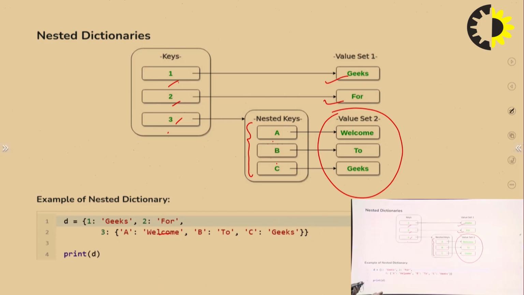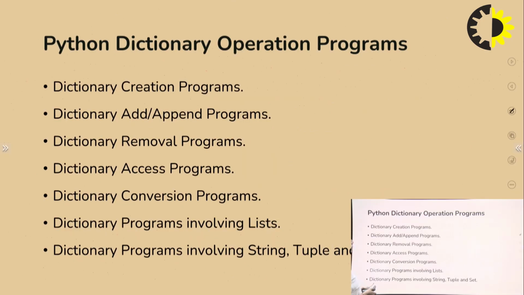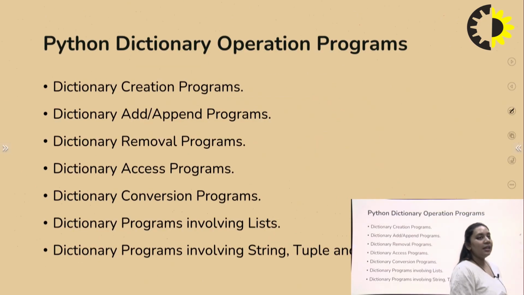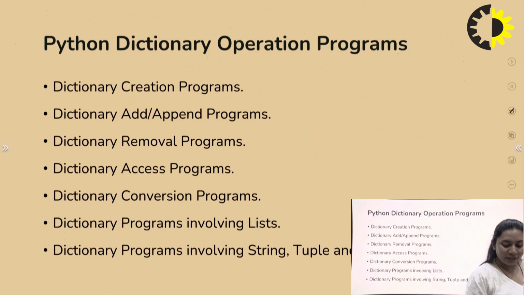Let's see the example. The dictionary is represented, curly braces started for the dictionary in Python. There are a number of dictionary keys represented, and the third key represents the nested key, right? Next, you just simply write print D and you can get the output.